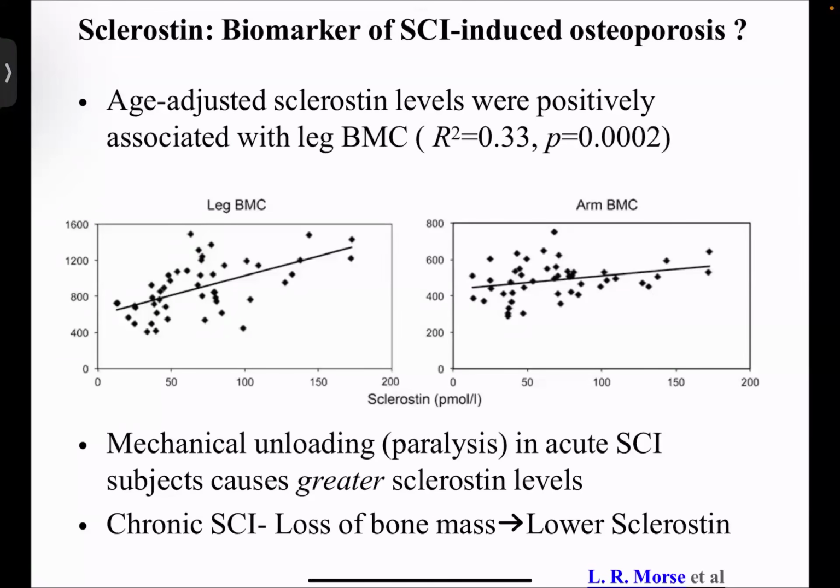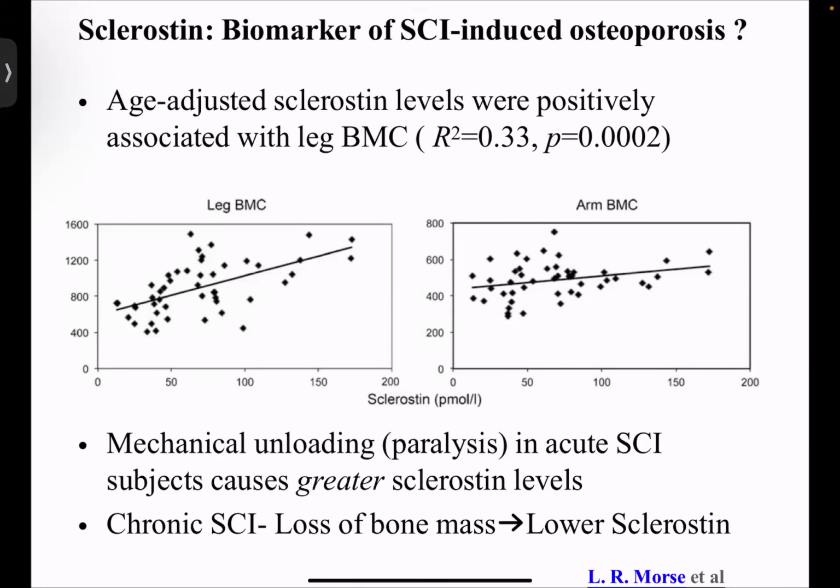This is one study done in 2014. They checked the age-adjusted sclerostin levels in chronic spinal cord injury patients, and found that sclerostin level was positively associated with bone mineral content. So you can say that mechanical unloading, when the patient is in the acute phase of spinal cord injury and bedbound, is subject to cause a greater sclerostin level.